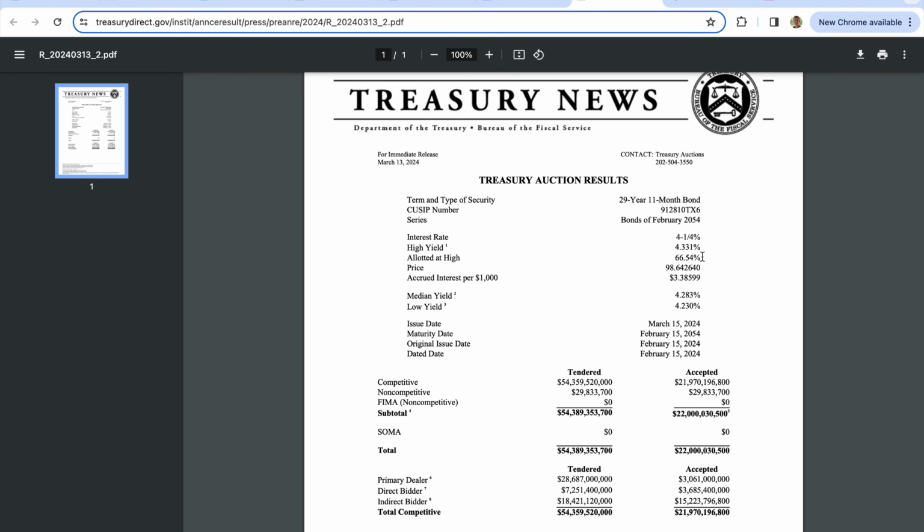Now you might wonder what allotted at high means, but if you remember when I was talking about partially filled orders, that would be the allotted at high percentage, meaning that the people who bid the 4.33% received 66.54% of their order because there wasn't enough bonds left over. Now I've just told you that the high yield was 4.33%, so why would the interest rate be just 4.25%? And the answer to that is the fact that the price is only $98.64. So when you factor that in, it will come out to be a yield of 4.33%.